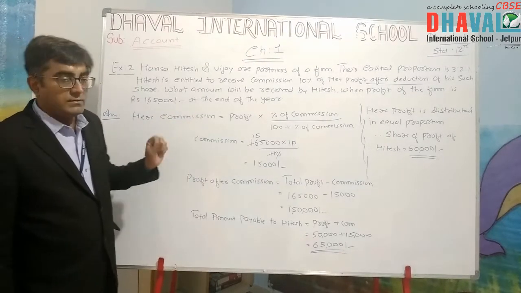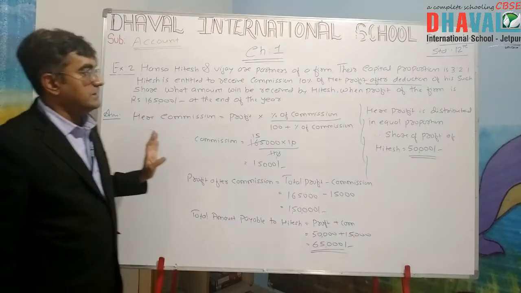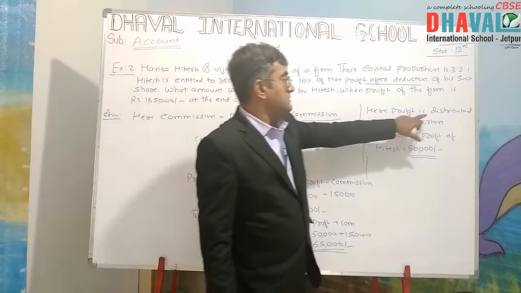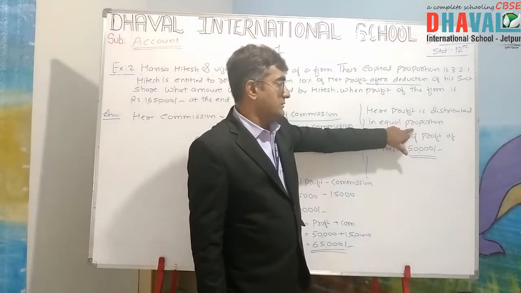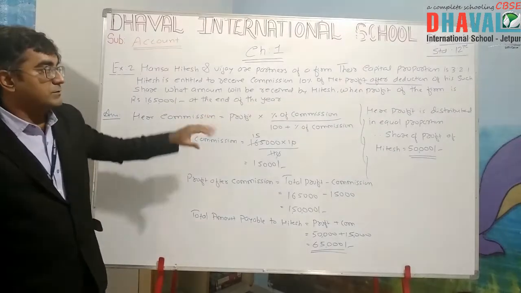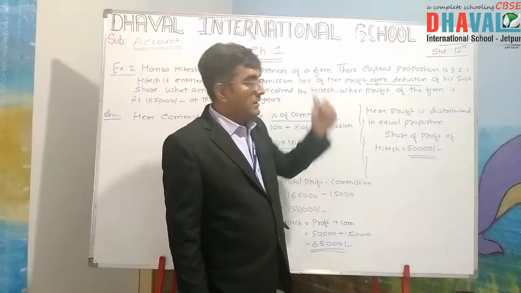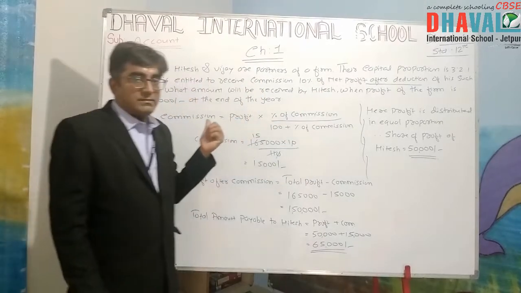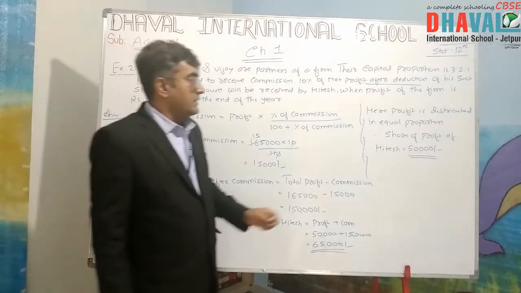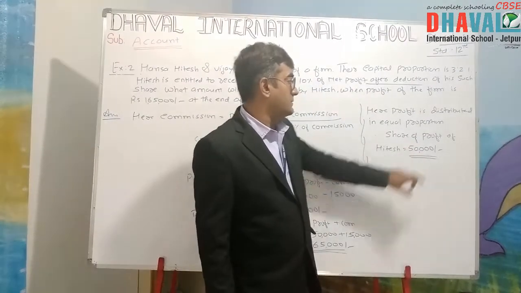Now we calculate the profit sharing ratio. Here no ratio is mentioned, so profit is distributed in equal proportions, because the question does not say how to distribute the profit. So we have to distribute the profit in equal proportions. This we learned in the previous periods in the theory topic. Therefore, the share of profit of Hitesh is 50,000.